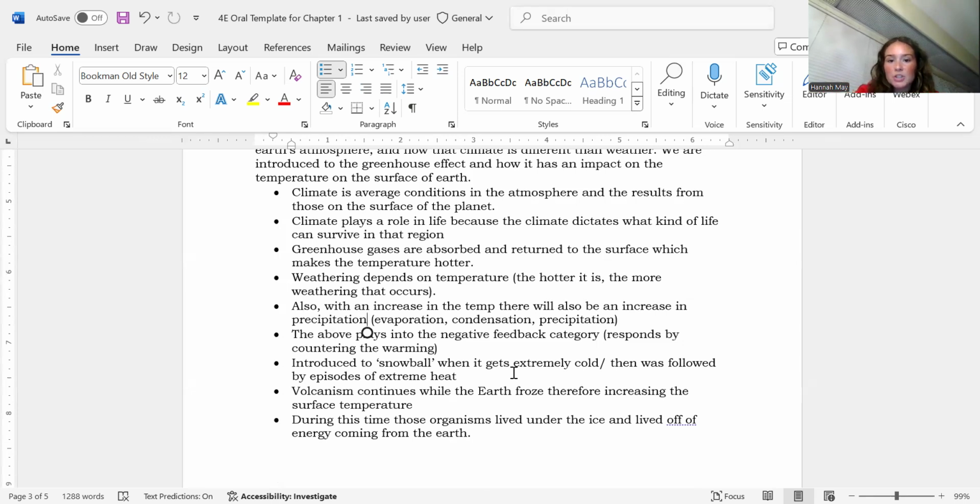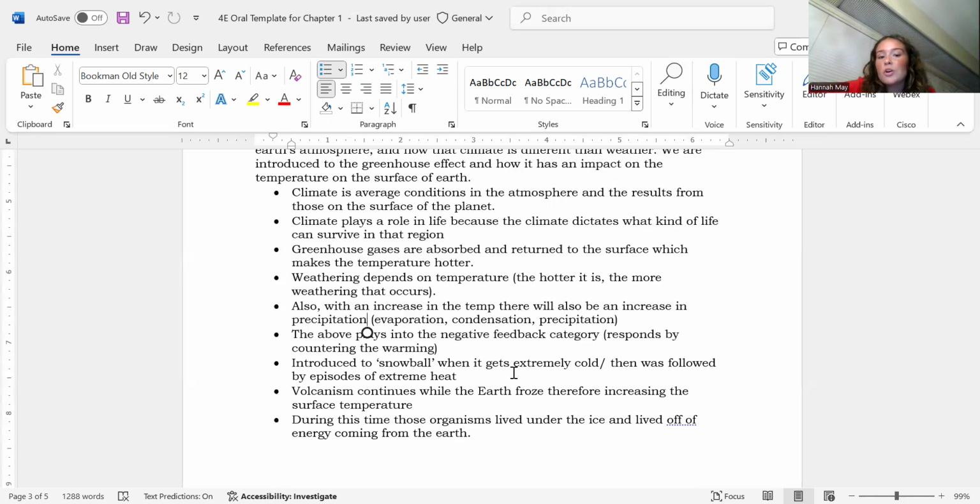Climate is just the average conditions and the results you'll see on the surface of the Earth. Climate plays a big role because it shows what region certain life can survive in. Like a penguin can't survive in Africa, that type of deal. It really dictates what kind of life can survive in which region.